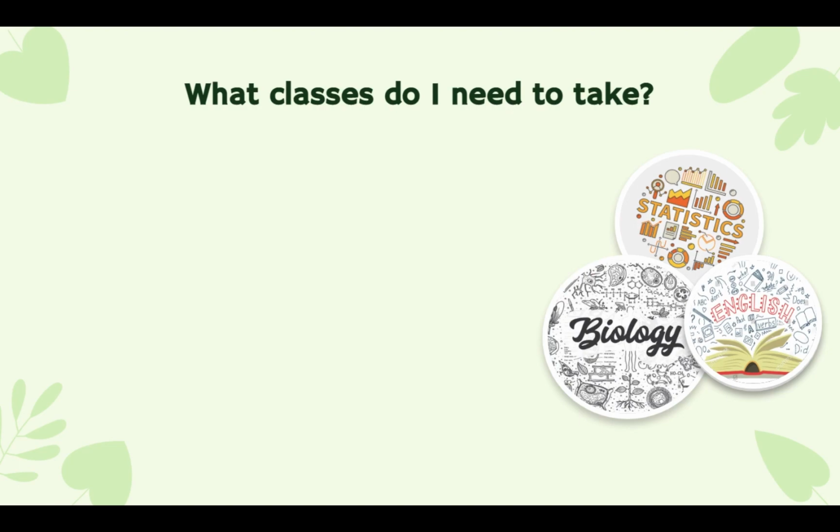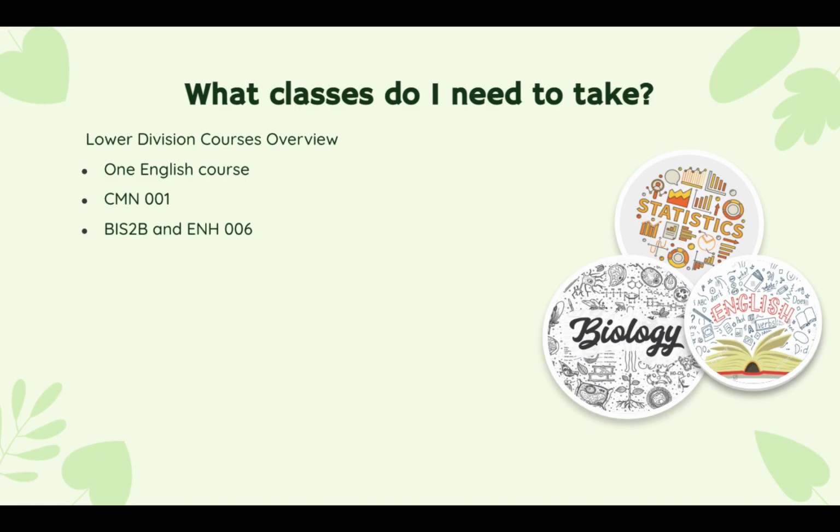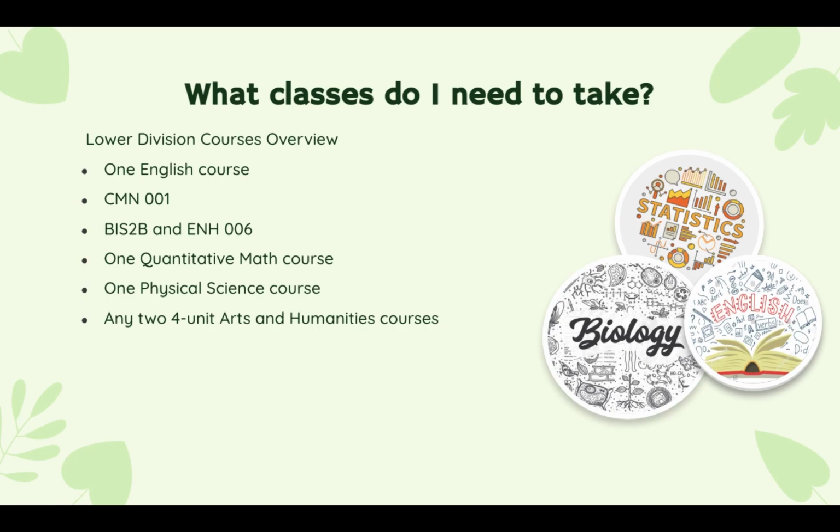An overview of the courses and requirements includes 1 English writing course, CMN 1, Intro to Public Speaking, BIS 2B, Introduction to Biology, Ecology, and Evolution, ENH 6, Introduction to Environmental Plants, any 1 4-unit class in quantitative math, which could be statistics or calculus, physical science, which can include chemistry, physics, geology, or soil science, any 2 4-unit courses that fulfill the arts and humanities GE, and any 2 4-unit social science courses that fulfill the social science GE.